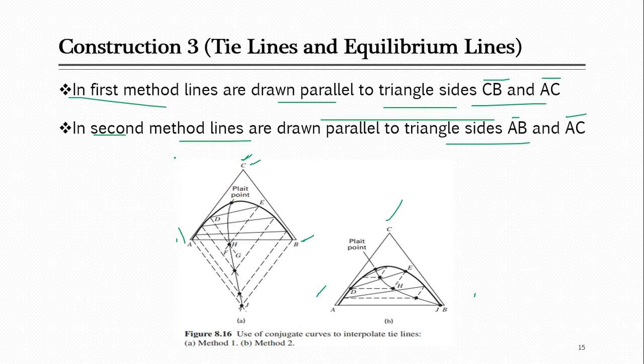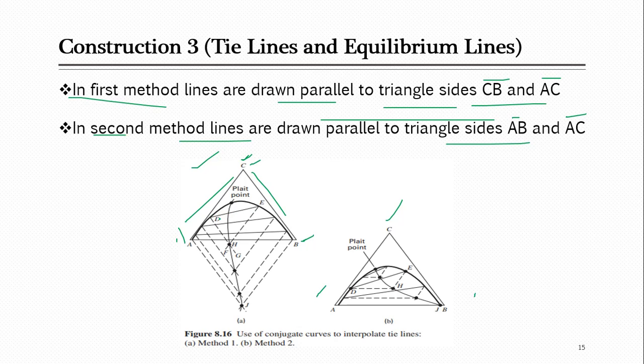If you look at this diagram, this is the first method. For the first method, he said you have to draw the lines parallel to sides CB and AC. Just look, this is the CB side and the other is the AC side. This is one tie line which was already present in the system, with this complete line. You can see this curve already, you know that this is the binodal curve. Now there are some lines inside which are usually dotted, but here they are solid lines. You can see one from D to E, that is actually a tie line which is connecting the extract and raffinate side.